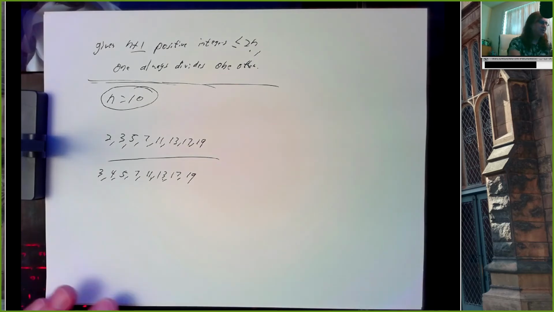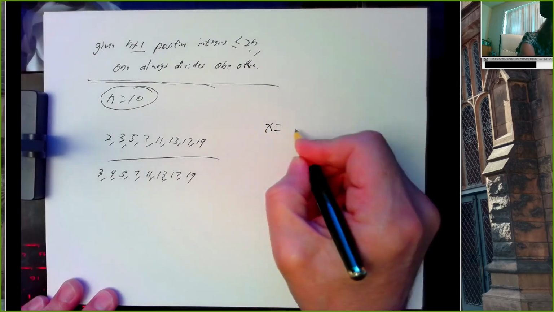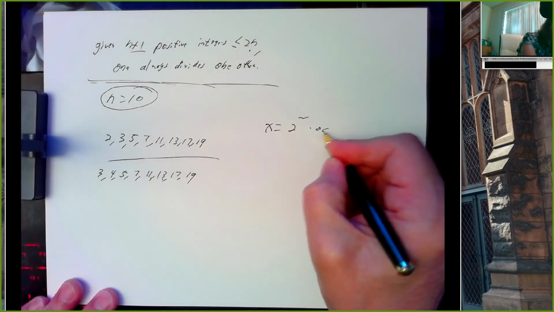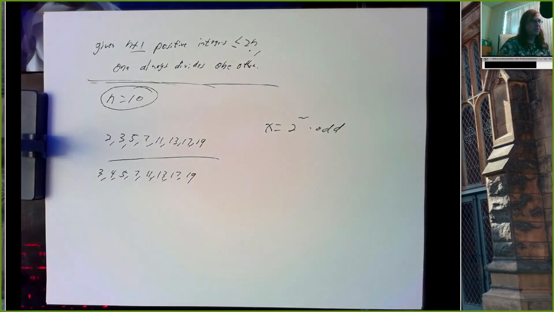If you have any number, we can write it as 2 to some power times an odd number. In other words, any number we can factor out a bunch of powers of 2 from and write it as some power of 2 times an odd number. And it's very easy to count the odd numbers between 1 and 2 to the n and use that for a pigeonhole principle. Alright, so I'll leave that for your contemplation.